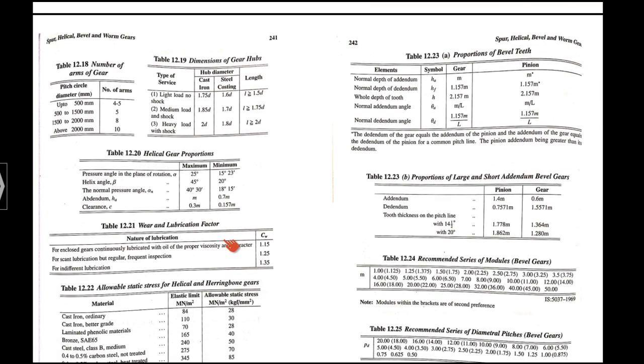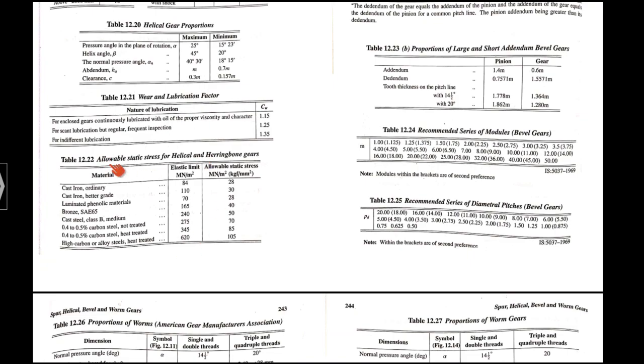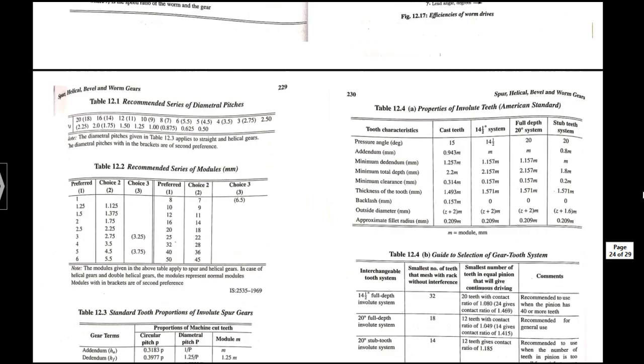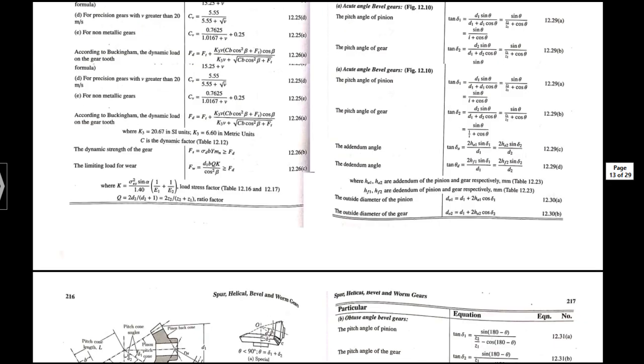This is page number 241. You can see here the allowable static stresses for the helical and herringbone gears. For the spur gear we have got a separate table, and for the helical gear you have got another table here to refer for the allowable static stress. So from here you can select the value for the static stress. This is how we are going to select the static stress values for the gear.